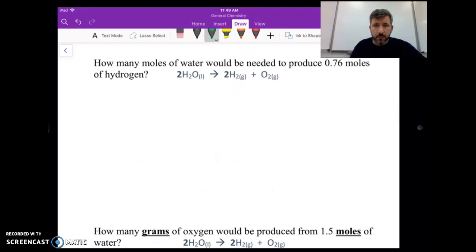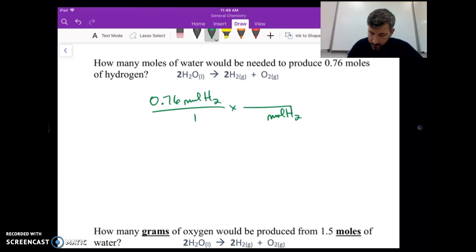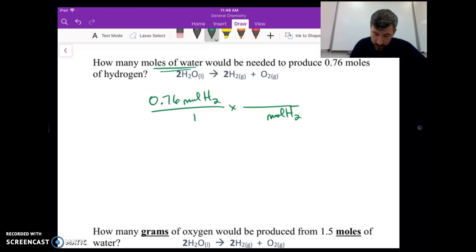Let's try another one. So 0.76 moles of hydrogen this time. So 0.76 moles of hydrogen is going to go over 1. Go ahead and see if you can figure out what's going to go on the bottom of the next fraction. Okay, so we're trying to get rid of moles of H2, so that's going to go on the bottom. And then what would go on top? So moles of water is what we're being asked for, so that's going to go on top.